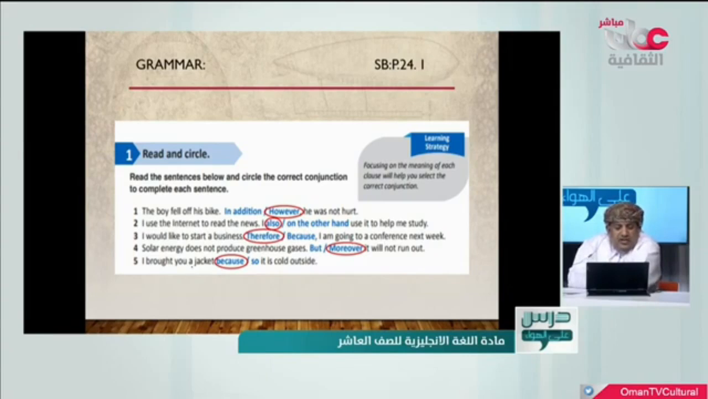Number 4, solar energy does not produce greenhouse gases. It will not run out. So the correct conjunction word is moreover, because it's giving another idea. Number 5, I bought you a jacket. It is cold outside. So here we have the reason. So we use because. I bought a new jacket because it is cold outside. I think it's clear now.